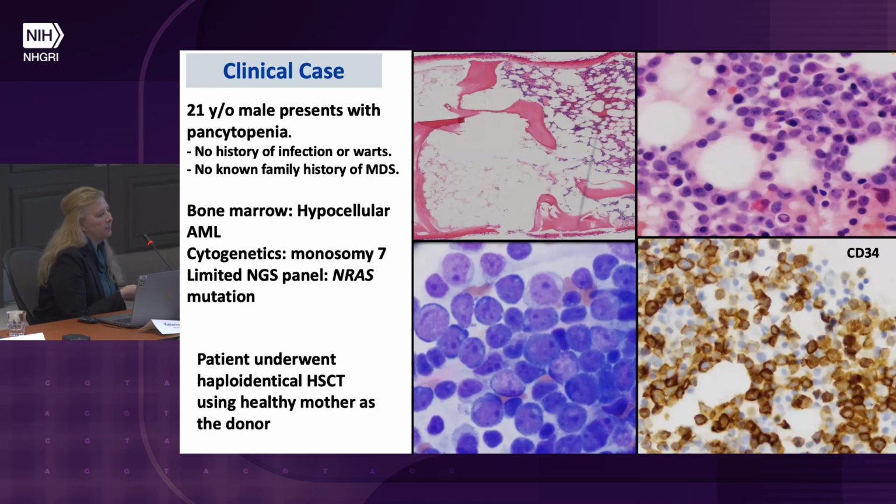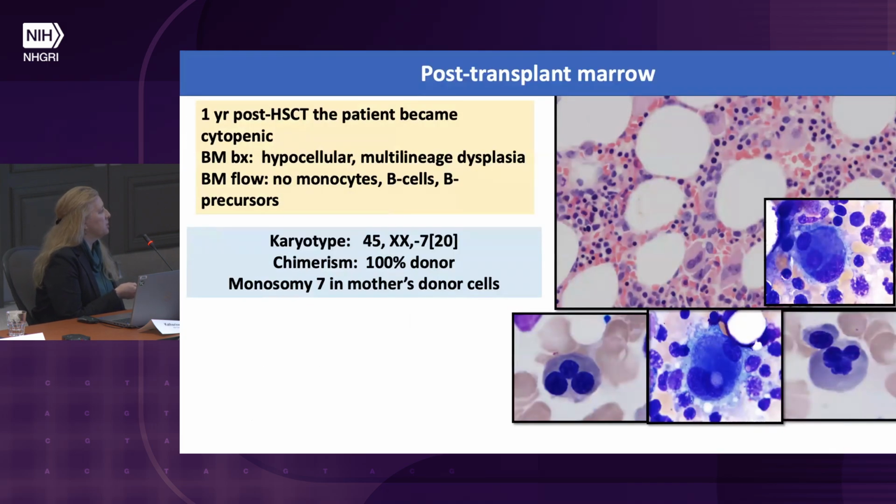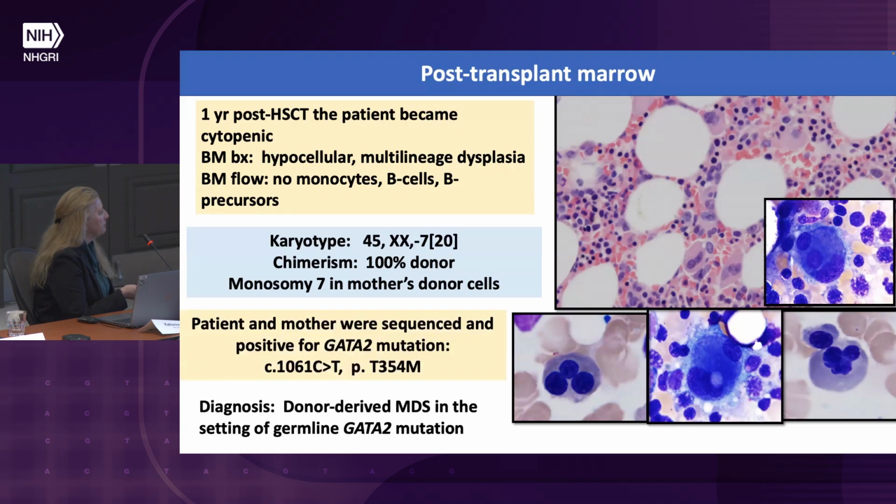The patient underwent haploidentical stem cell transplant using his healthy mother as the donor. A year later, the patient became cytopenic, and we could see that the bone marrow was hypocellular for age with very dysplastic megakaryocytes and dyserythropoiesis, consistent with MDS. However, what was really shocking was that the karyotype came back 45XX minus 7. So this was monosomy 7 in the mother's donor cells, and there was 100% chimerism.